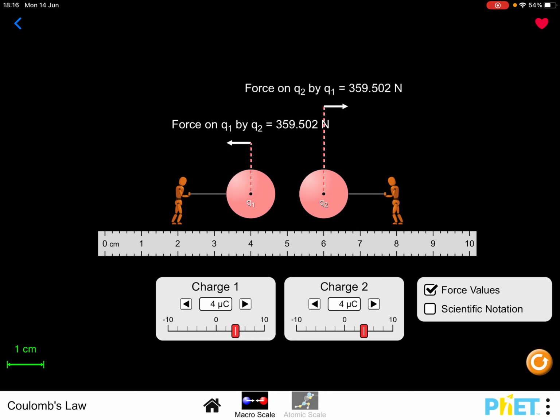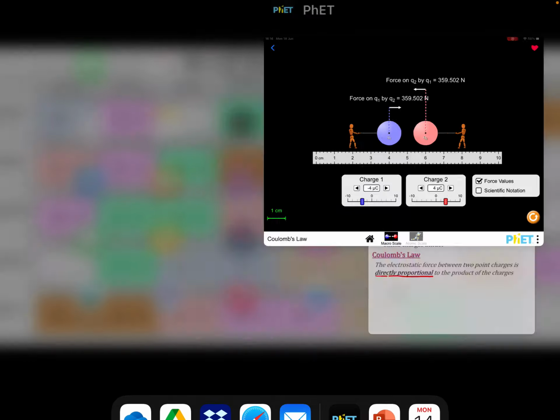Now here the arrows are pointing upwards because these are both the same charges. They're both positive charges. If I turn that to -4, it's the same value, just in opposite directions. So if they're both the same, there'll be a repulsion. If they're different, then there is attraction.